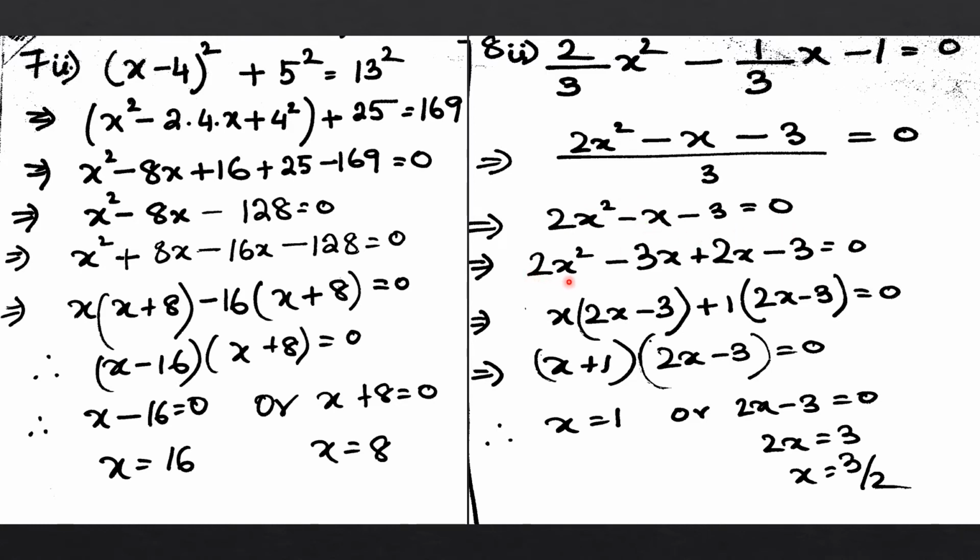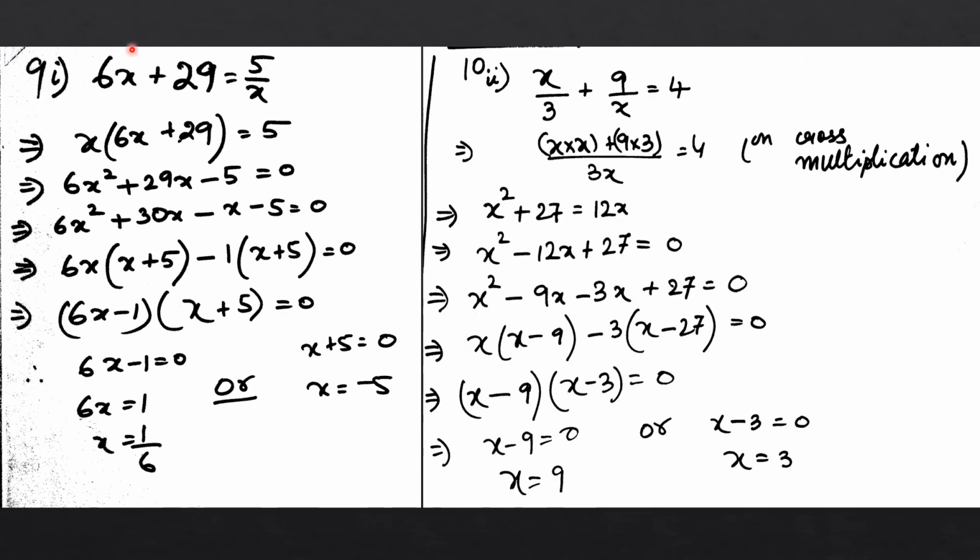So 2x square minus x minus 3 is equal to 0. Splitting the middle term as minus 3x plus 2x, so minus 3 and plus 2 will become minus x, minus 3 is equal to 0. So x minus 2x minus 3 plus 1, and if I expand this, you get the form like this. Hence we can write (x plus 1) into (2x minus 3) is equal to 0. So x will be minus 1, whereas 2x minus 3 is equal to 0. So 2x is equal to 3, and x will be equal to 3 by 2.